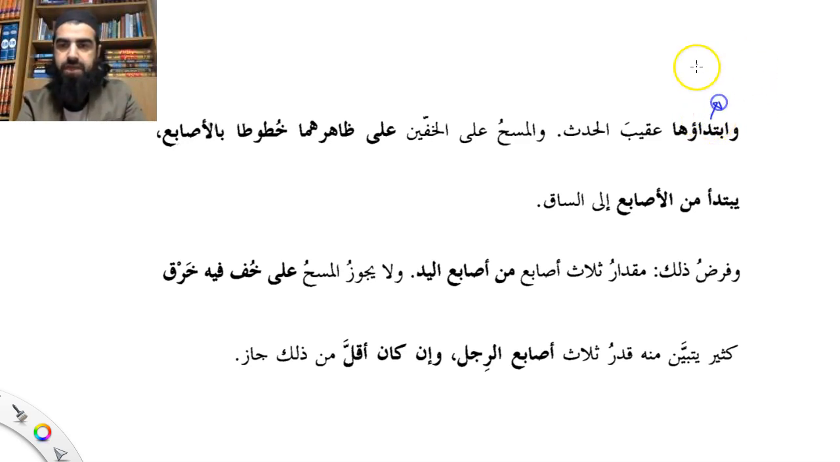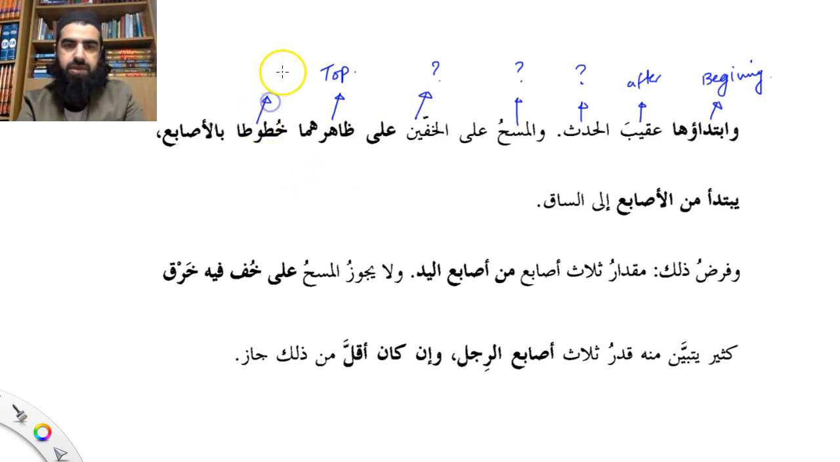So let's start then. Ibtida means beginning or start. It's like the word mubtada as well, it's from the same. Aqib means after. Hadath, you guys should know that. Masah, you guys should know that. Khuffain, you should know that as well. Zahir means the top, the apparent top. Khutut is the plural of khat, which means lines. Asabi is the plural of isba, which means fingers. And yabtadi'u is from the word ibtida, like we said, start, begin.